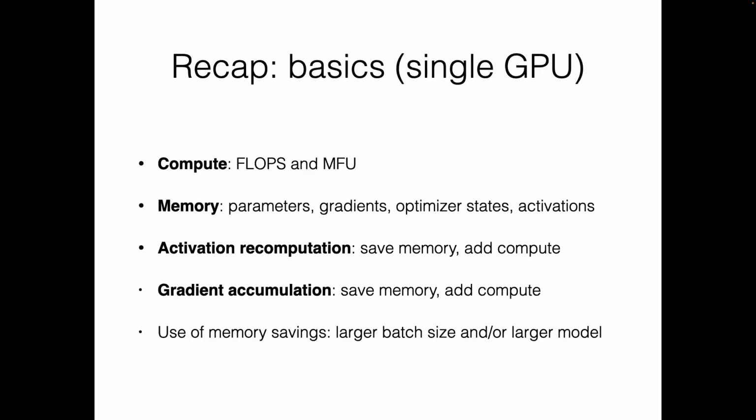And then one thing to remember is what happens if you get more memory. Well, then you can spend the extra memory to increase the batch size and hence go through your data set faster. Or you can spend it by training a larger model. So that's the first section. And any questions here before I start talking about the multi-GPU strategies?